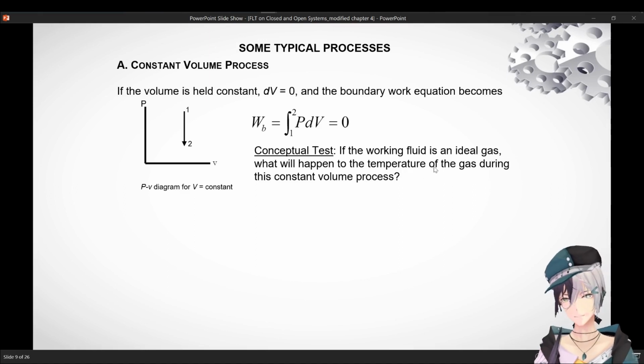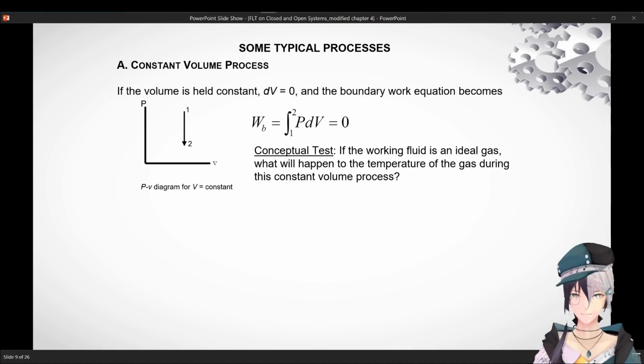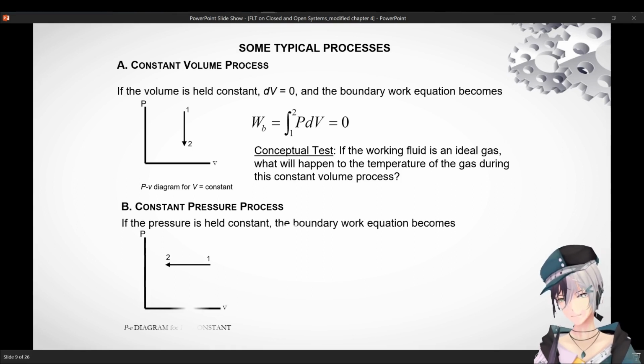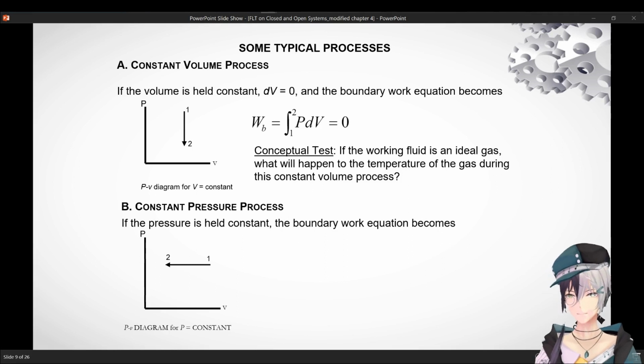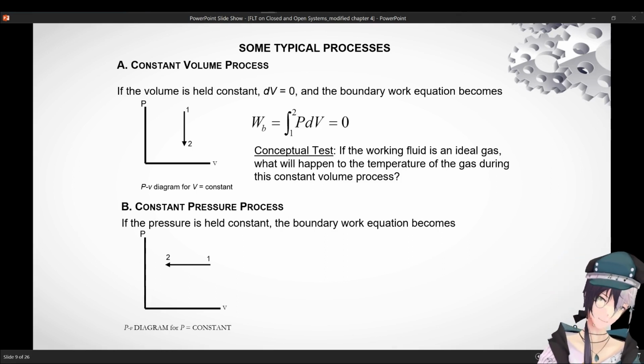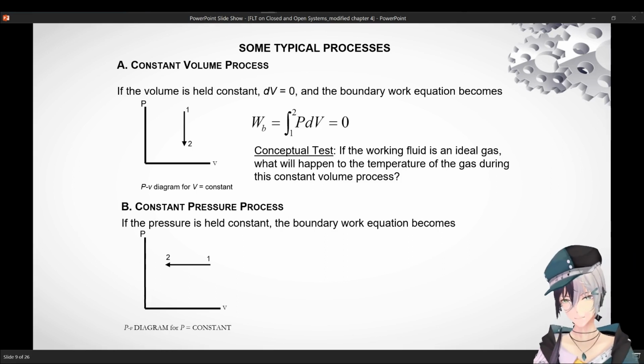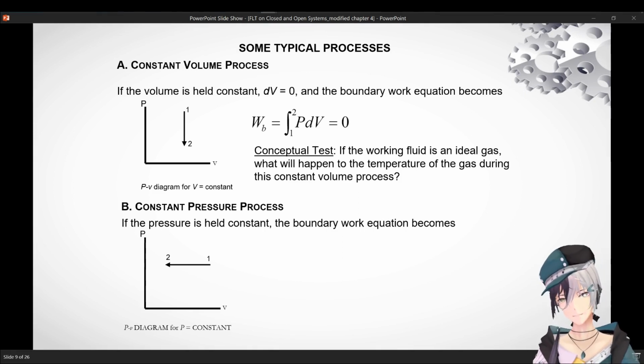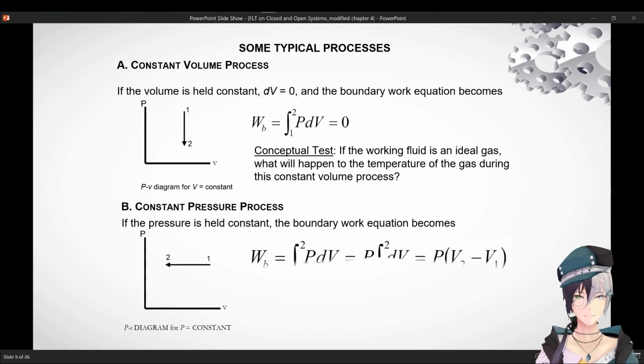So that answers the question over here. Next is constant pressure process. What's the other term for constant pressure process? Yes, isobaric process. Very good. Isobaric process.